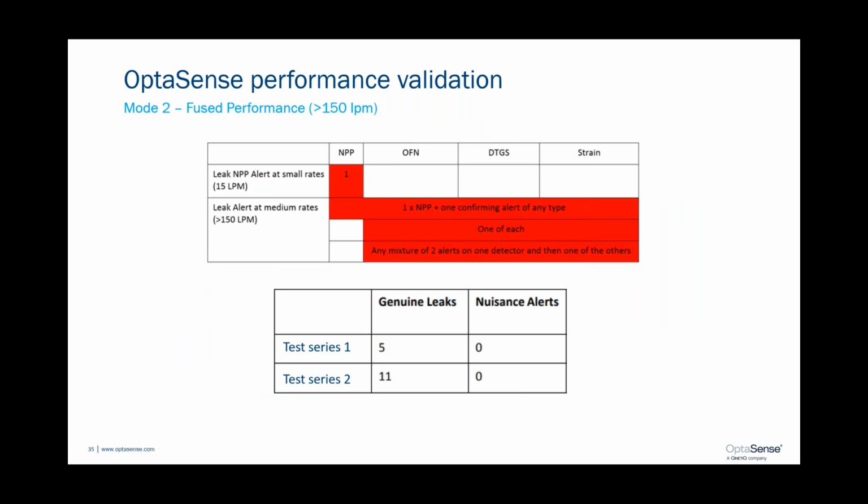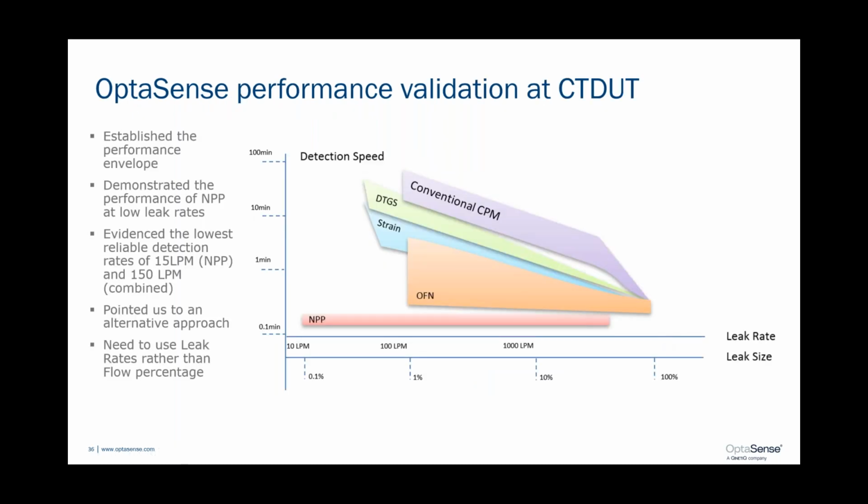We carried out the performance evaluation on the fuse performance as well, the 150 liters per minute, and looked at the number of genuine leaks that were recognized, and the number of nuisance alarms there. We didn't carry out many that were over the 150 liters per minute, but we did detect all of them. So again, we were happy that this validated the initial performance basis of the operating conditions, doing that on a truly representative pipeline. So where does this place our fiber optic system in terms of performance?